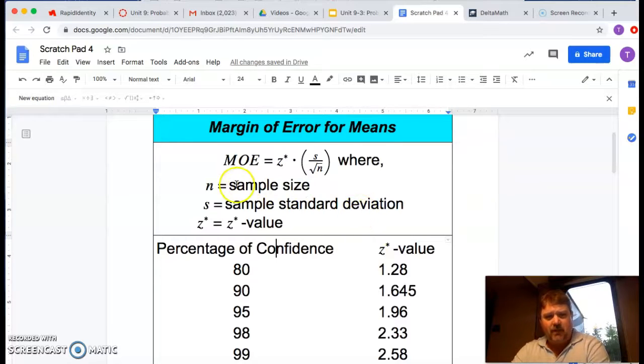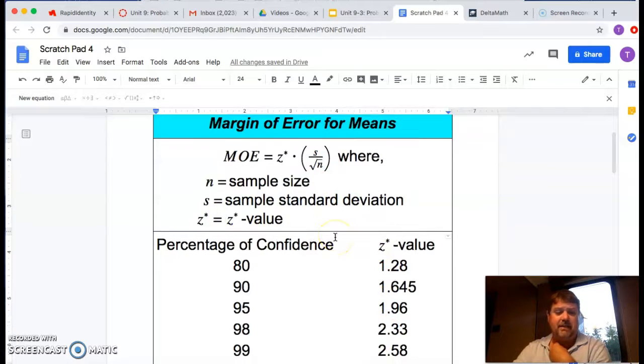So we start with n, the sample size. That'll be stated in the problem. In the next video, we'll actually do one of these. Now S, they're using S here instead of sigma. In some formulas, you'll see sigma. I like S better because it's a sample standard deviation. This population was sampled, and there was a standard deviation S. Z star lives in this table. And it's a fairly straightforward calculation.